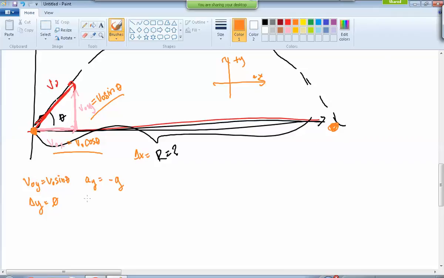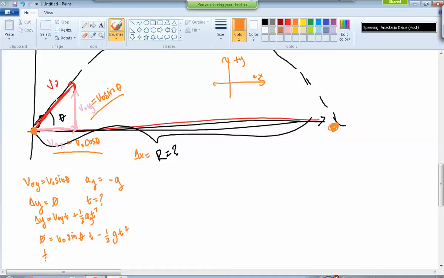And what is my time? Well, that's what I'm looking for. What's my velocity final? We almost never care about that. Which equation do we use? Delta y equals v naught y times t plus 1/2 a t squared. That's a y. So this would be 0 equals v naught sine theta times t minus 1/2 g t squared. Are you confused yet? No, of course not. Alright. I want to solve for t, right?